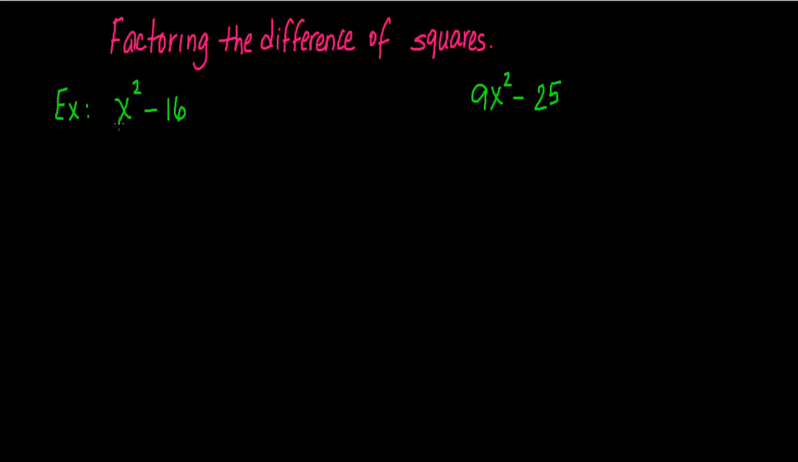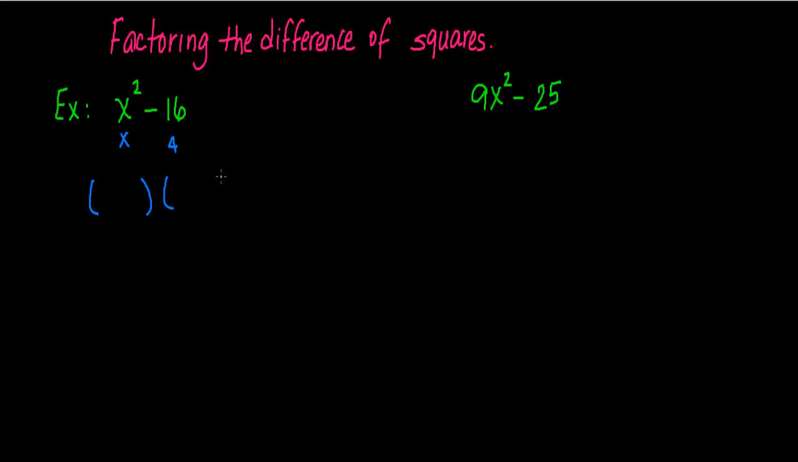So can I take the square root of x squared? Yes, and I will get x. Can I take the square root of 16? Yes, you get a 4. So everything checks out. I have a minus, I have two terms, and both terms are perfect squares. That means this is a difference of squares, and this is how you factor a difference of squares.